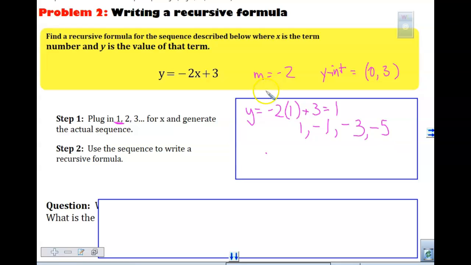I just simply go to y equals negative 2 times 4 plus 3. Negative 8, not 12. Negative 8 plus 3. Yeah, that gives me that term, right? So they always have to check. Why did I use 4? This was the fourth term, right? So I can go back and forth and check those.